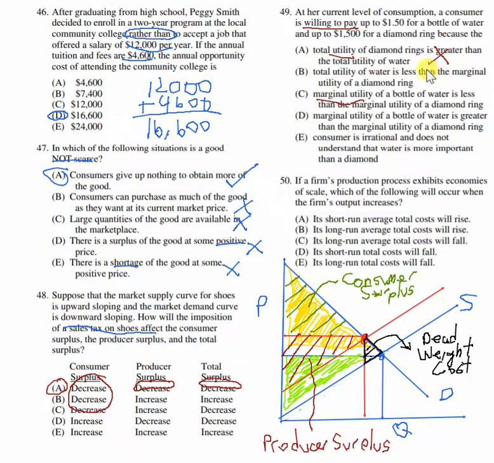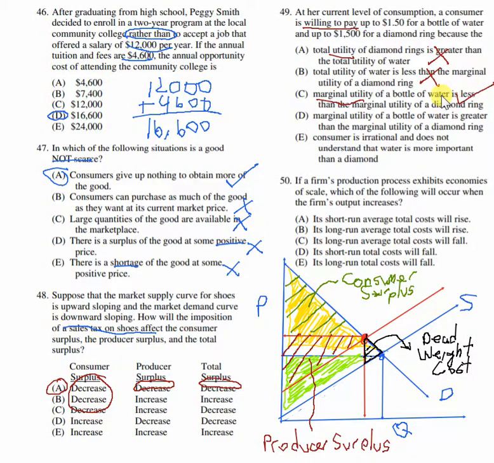The marginal utility of a bottle of water is less than the marginal utility of a diamond ring. So in this case, because the consumer is willing to pay much, much more for it, that means their satisfaction of the diamond ring is greater than that of the water, and that would explain why they would pay more. So this is a correct answer. But let's look at the other ones just to make sure.